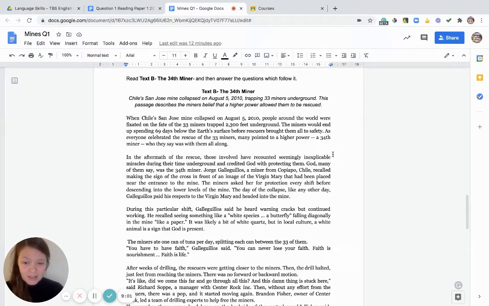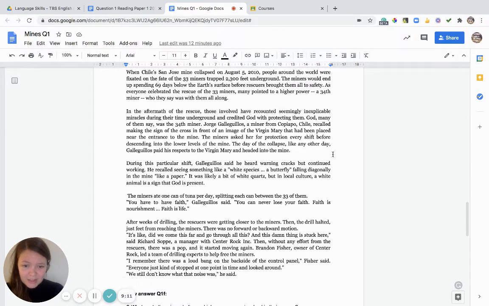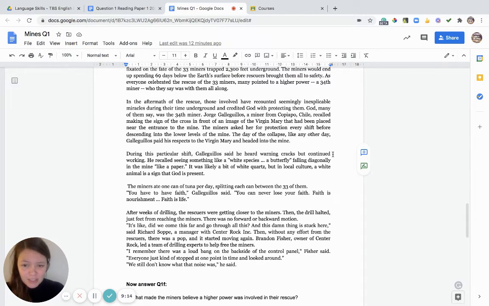After weeks of drilling, the rescuers were getting closer to the miners. Then the drill halted, just feet from reaching the miners. There was no forward or backward motion. It's like, did we come this far and go through all this and this damn thing is stuck here, said Richard Sopp, a manager with Centre Rock Inc. Then, without any effort from the rescuers, there was a pop and it started moving again.